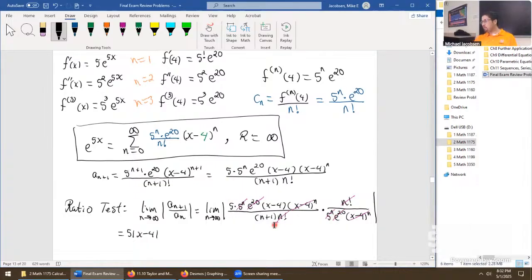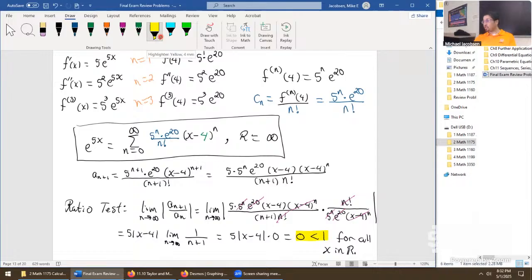Coming from that cancellation, the limit goes, as n goes off to infinity, 1 over n plus 1. But that's great, right? That's a limit of 0. So this becomes 5 times the absolute value of x minus 4 times 0 from the limit, which is 0, less than 1 for all x in R. And that statement, the fact that we maintain the condition of convergence and this works for all x, is what tells us the radius is infinity on this one.